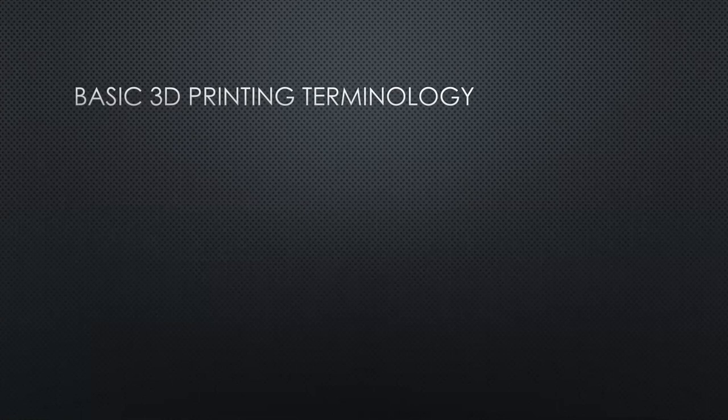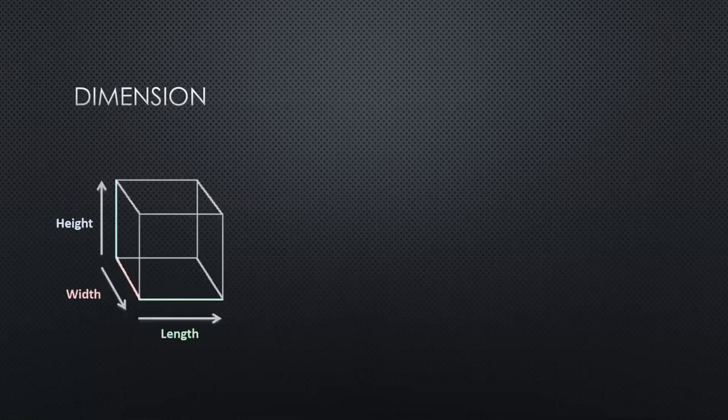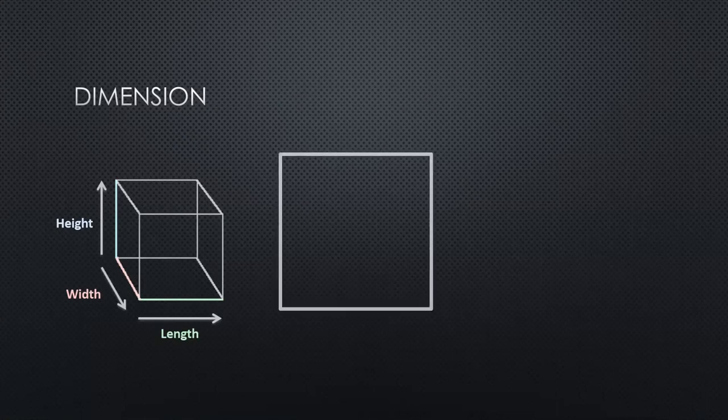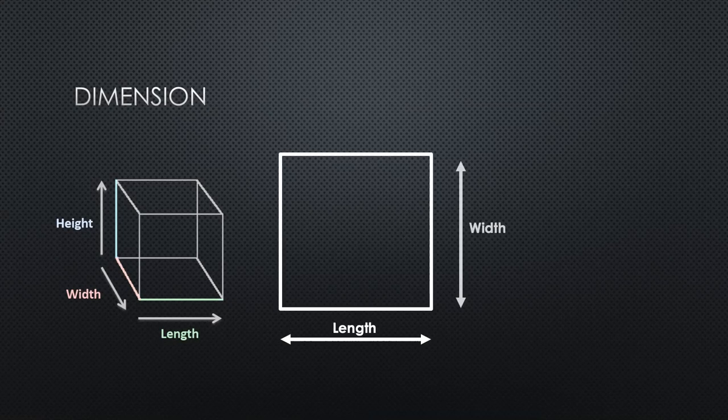I've been using the word dimension a lot in the past few slides, so let's discuss this term. What we're talking about when we say dimension is we're referring to an object's length, width, and height. A drawing on a paper has two dimensions, length and width, but it essentially has no depth or height. A 3D printed object has a length, a width, and a height, and it's three-dimensional. And these dimensions are represented in virtual space by the letters X, Y, and Z.